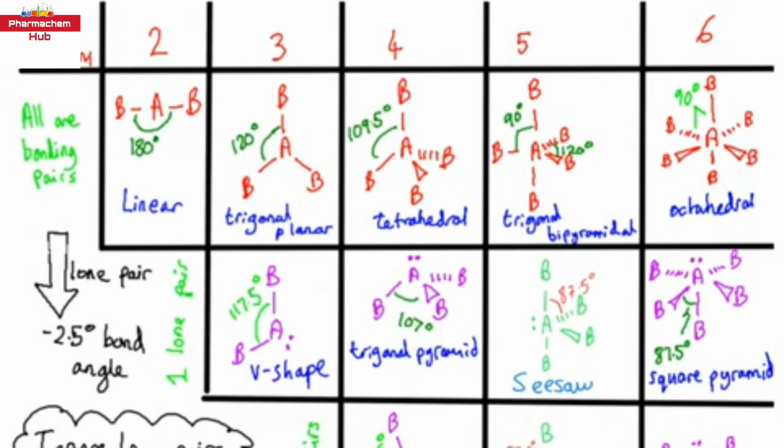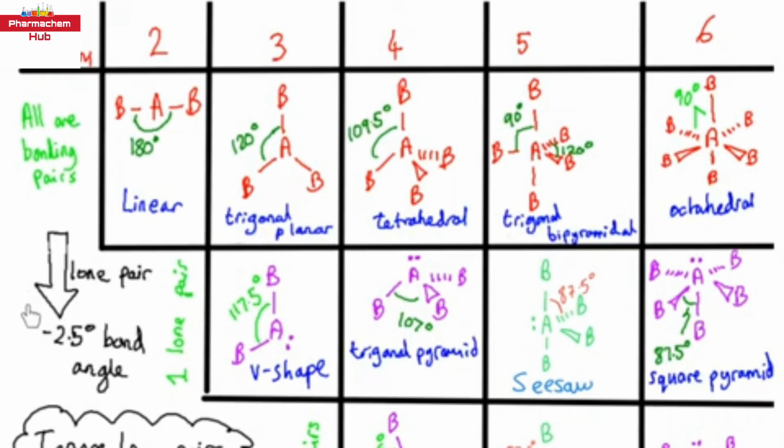I thought I'd finish this video by sharing with you a revision aid that I've made for my students. And so how this works is, along the top you've got the numbers of pairs of electrons, or electron clouds, that a molecule might have. And as we go down, we look at what the shapes will be. And so this first row is if all of the atoms have only got bonding pairs. So we've got the linear, the trigonal planar, the tetrahedral, trigonal bipyramidal, and octahedral that we've already talked about.